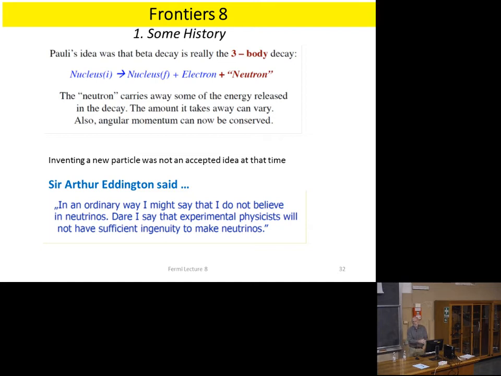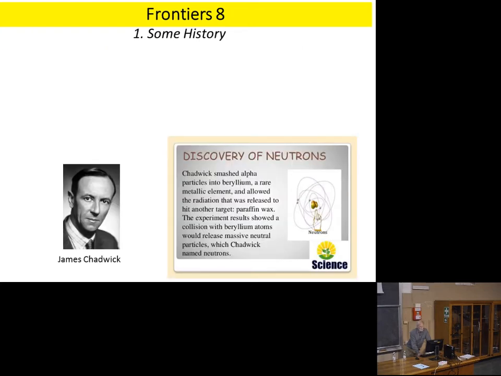But if we project back to 1930, it was pretty radical to propose that another particle was the reason we were getting this explanation. And in fact, a very famous and important physicist, Sir Arthur Eddington, said that he didn't believe in this explanation, in neutrinos. Dare I say that experimental physicists will not have sufficient ingenuity to make neutrinos. I'll talk in a few minutes, after the break, about how we first discovered neutrinos. So that's the history there.